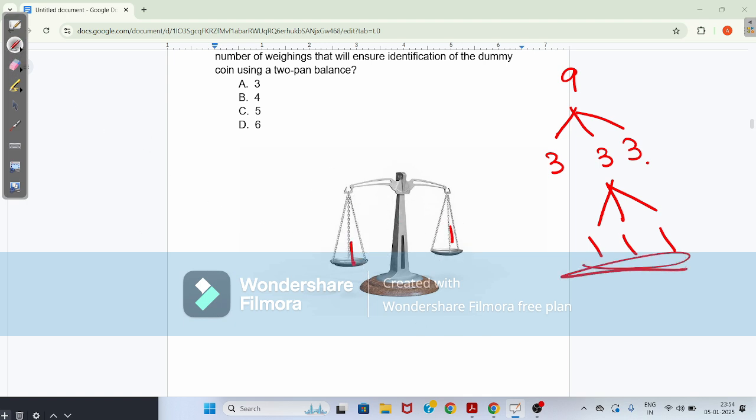Now put 1, 1 here. If these two are the same, the remaining one is the dummy coin. If these two balances are different, this one is less weight and this one is more weight, so the dummy coin will be this only. Okay, so we have used 3 steps to find the dummy coin.